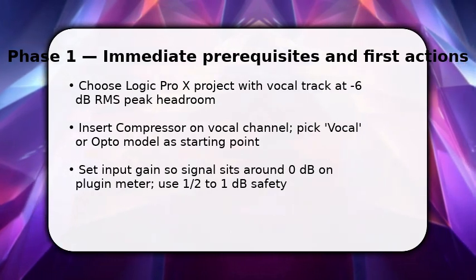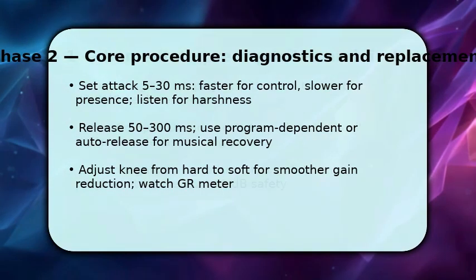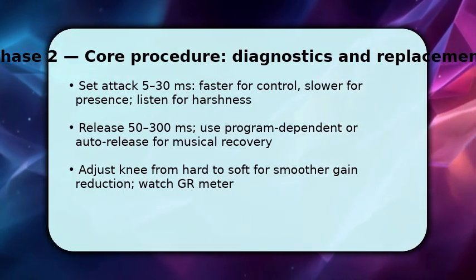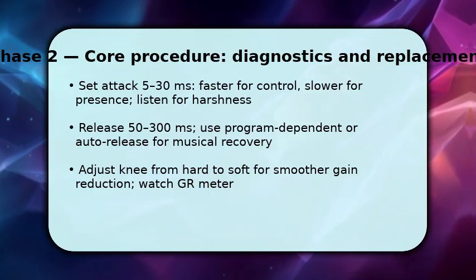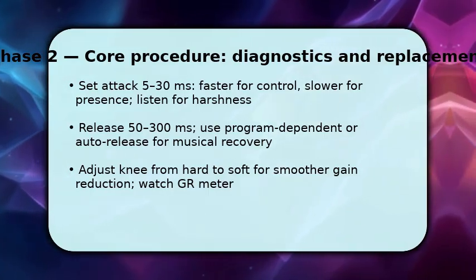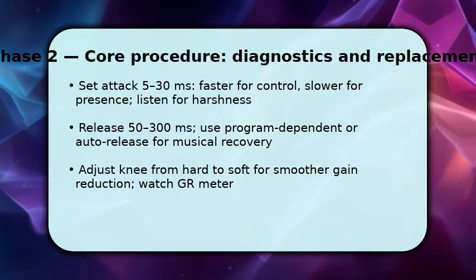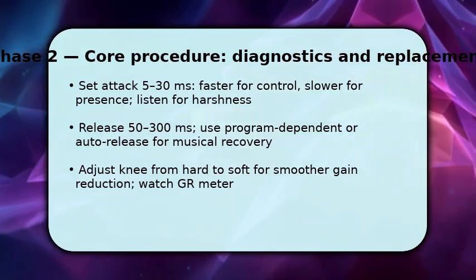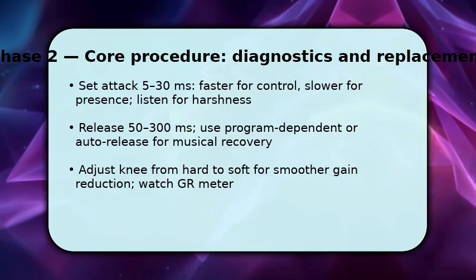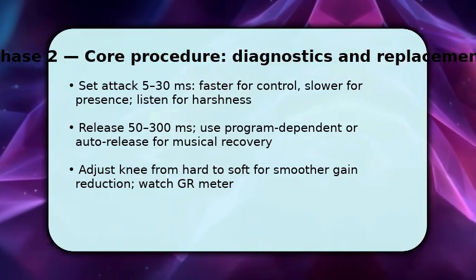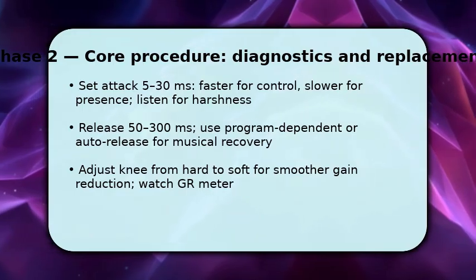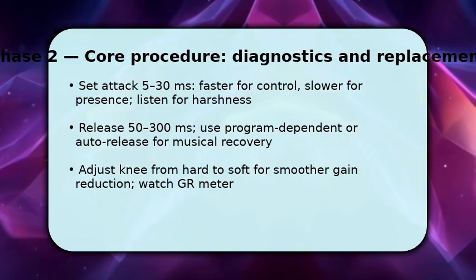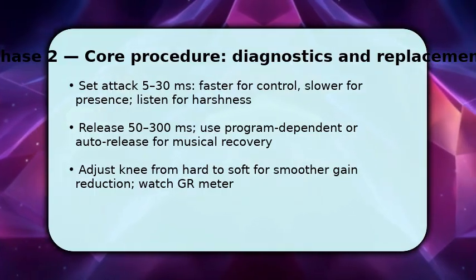staging as you go. Now refine the compressor controls. Set attack between 5 and 30 ms depending on how punchy you want the vocal to be, and choose a release from 50 to 300 ms so the compressor breathes with phrasing. Once done, soften the knee to smooth sudden gain changes and engage program-dependent or auto-release if available for natural behavior. Make sure to monitor the gain reduction meter while toggling settings. Adjust ratio and threshold until peak sits steady without flattening.